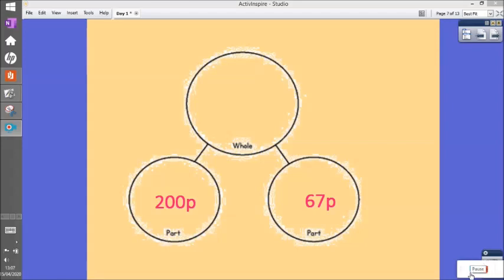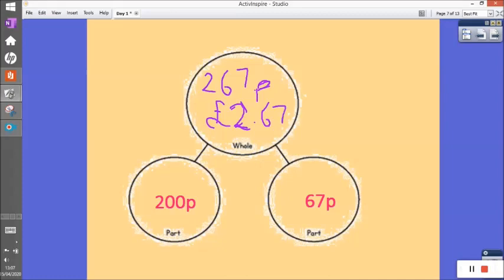Okay, so I'm hoping you've written down either 267 pence. Oh, sorry guys, I'm using my finger to write on this and it's not going very well. Or £2.67 pence. Making sure that you've got that decimal point in there.